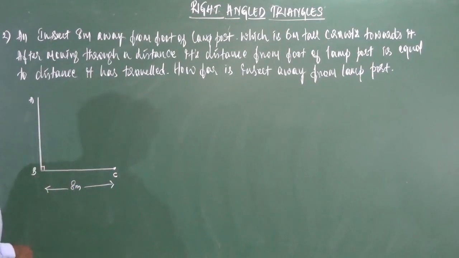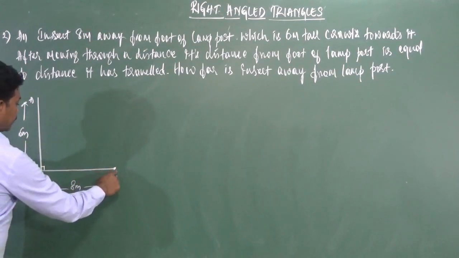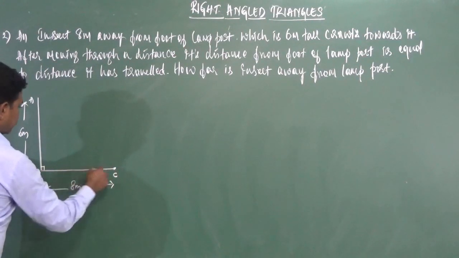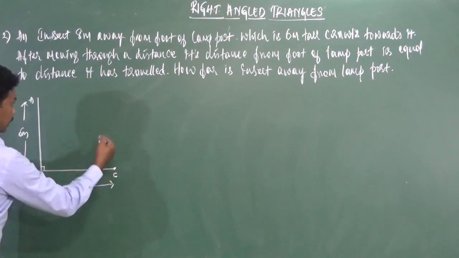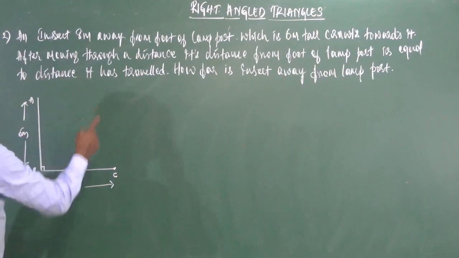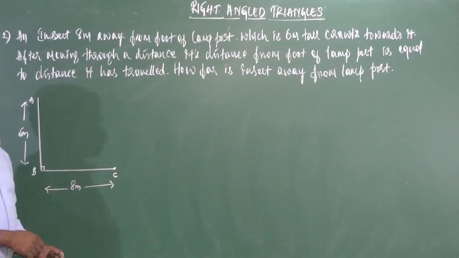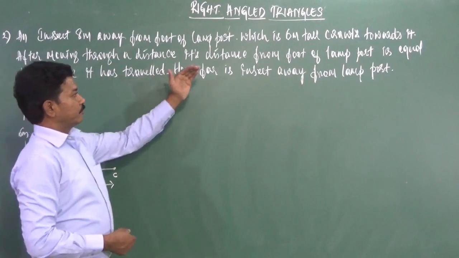Which is 6 meters tall, crawls towards it. So the height of the lamp post is 6 meters. This height is 6 meters here. This insect, which is at point C, starts crawling towards the foot of the lamp post. This is the foot of the lamp post. At present the insect is here. It starts crawling towards the foot of the lamp post. After moving through a distance, it takes certain time, because to cover a certain distance we need time. So after moving through a distance, its distance from the foot of the lamp post.